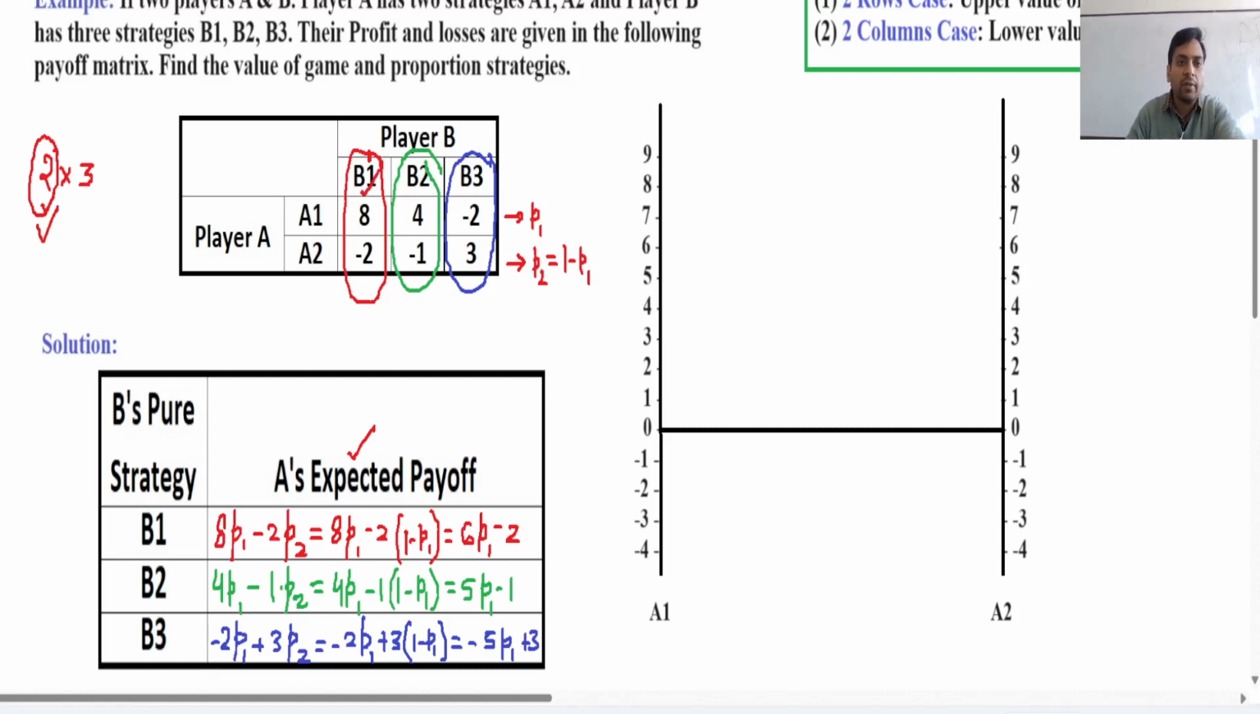Now we will draw these strategies, B1 strategy, on A1 and A2. For A1, the value of B1 is 8, so we will mark at this location 8. And for A2, this is minus 2, so we will mark at this minus 2. And now we will join these points.